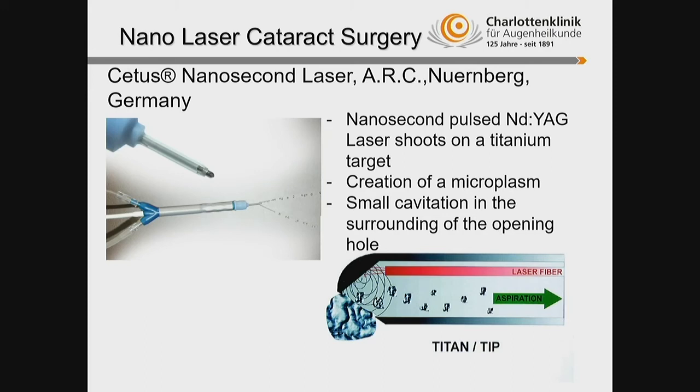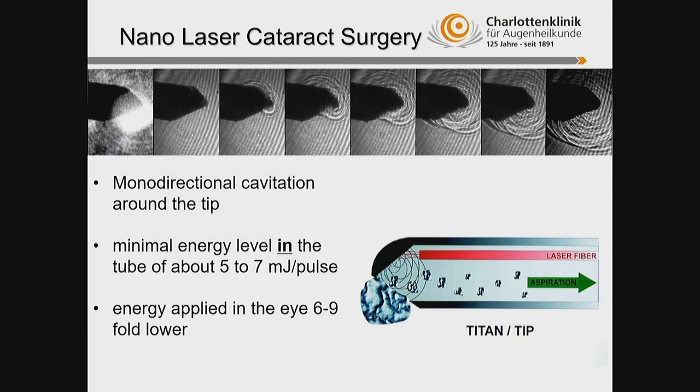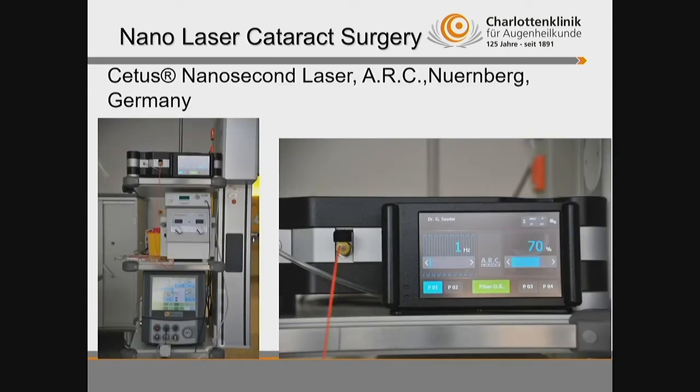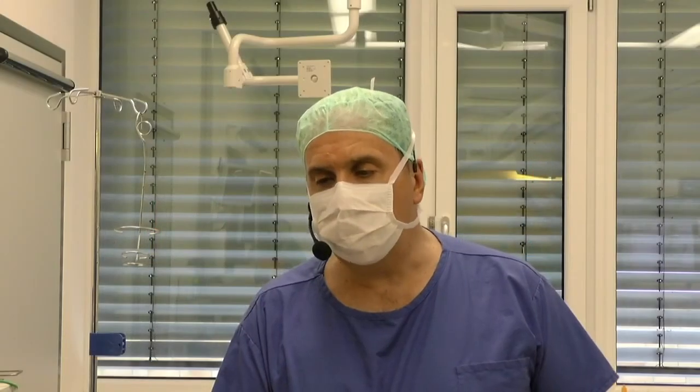And this is also the reason why the energy emitted in the eye is even lower than the energy inside the tube. You can see here in high-speed photography that the cavitation, which occurs from the microplasma, is only very small, located around the opening tip. Normally you have, as I said, a minimal energy level inside the tube of 5 to 7 microjoules per pulse, which ends up in an energy applied in the eye even 6 to 9 times lower as measured. And as I also pointed out, you can combine the nano laser to any kind of phaco machine available on the market as long as it has a pneumatic vitrectomy port. This is the link where you put both systems together, so there's no need to buy a new phaco machine. But this was not the point of today.